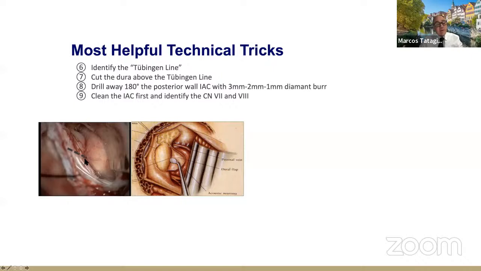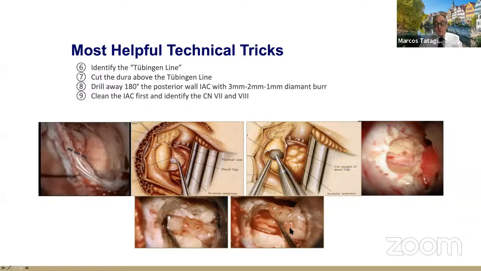If you follow the anatomy of the petrous bone, you are going to see that in this area, the dura is not very tightly attached to the petrous bone, and all these lines end at a certain point. This line here, this level, will represent the inferior border of the internal auditory canal. So you continue here, the first step is drilling, and afterwards to evacuate the content of the internal auditory canal, in order to have a distal control of the cochlear and the facial nerve.